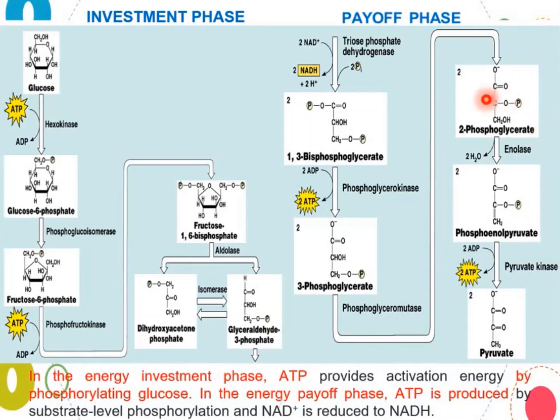Then a water molecule is removed from 2-phosphoglycerate to produce phosphoenol pyruvate. This reaction is catalyzed by enolase enzyme. Then phosphoenol pyruvate undergoes dephosphorylation to become pyruvate or pyruvic acid. This reaction is catalyzed by pyruvate kinase. During dephosphorylation, the phosphate group from phosphoenol pyruvate is removed and transferred to ADP. So ADP here undergoes phosphorylation to become ATP. At this step also, another ATP energy is produced. So a total of 4 ATP energy is produced during energy payoff phase. And during investment phase, there are 2 ATP energy used.